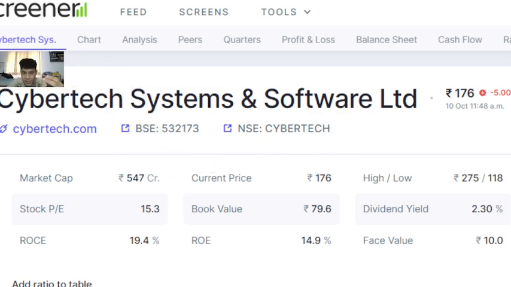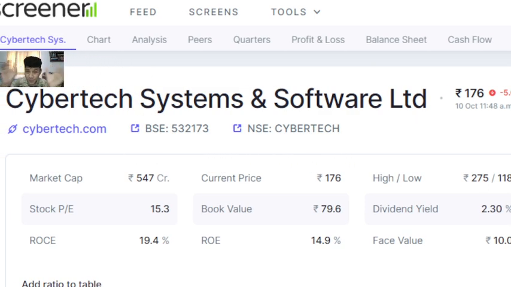And the company's board, I believe, approved a special 20 rupee dividend. Yes, per share, 20 rupee dividend. So big.